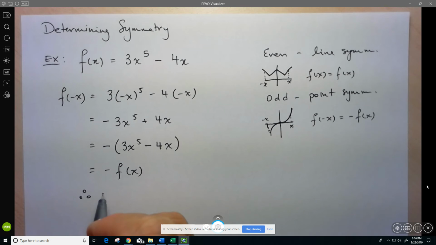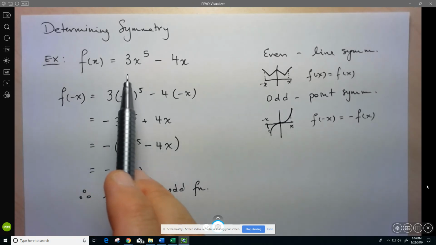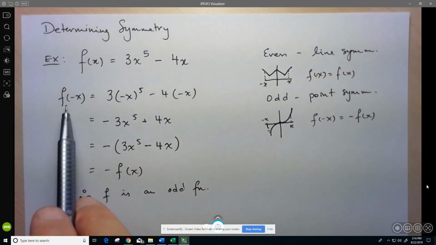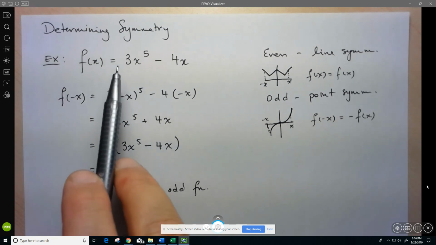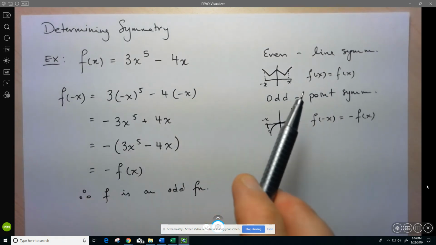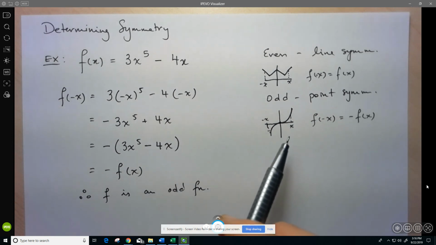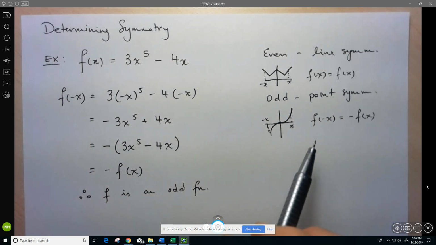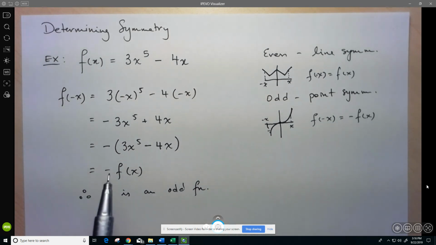Our conclusion here is that f is an odd function, or of course you can say that f has point symmetry, if you want to use the textbook's vocabulary. In the end, what it comes down to is, if you need to test the symmetry of a function, you input negative x, simplify, and then compare to the original function. If they're equal, it has even symmetry. If they're negatives of each other, it has odd symmetry. And if neither of those two things occur, there's that third option, which most functions fall under, that there's no symmetry at all. Okay, that's it for this one.